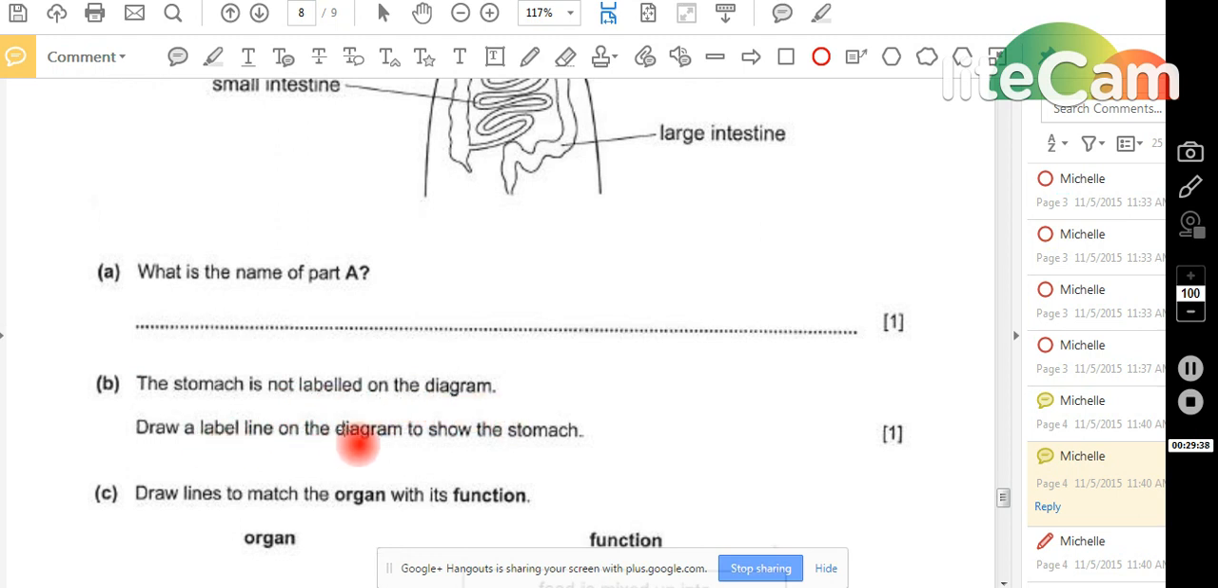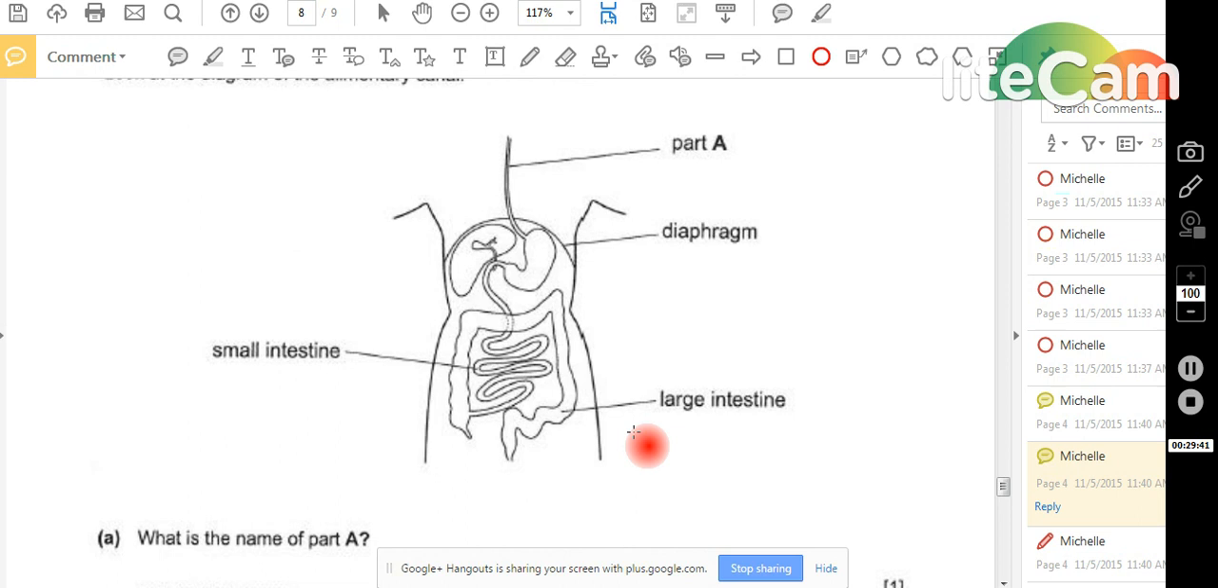The stomach is not labeled on the diagram. Draw a label line on the diagram to show the stomach. Okay, the stomach is underneath the diagram. It's that one that's oddly shaped. It's connected to your esophagus. Okay, well done. Now, what's important when you do this?